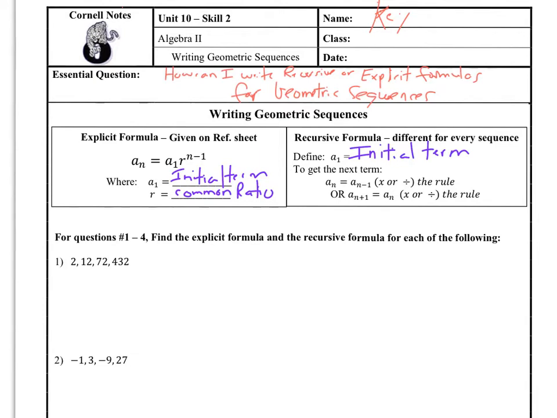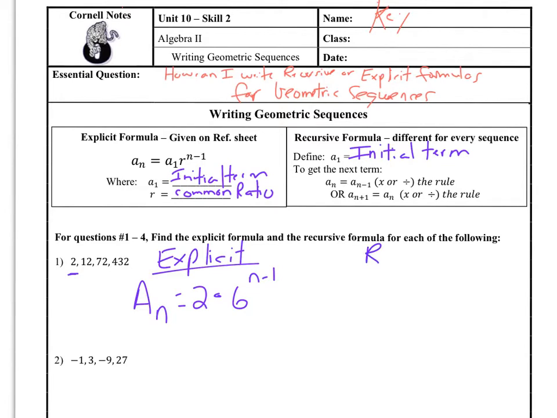So the explicit formula has two parts. We need the initial term, that's 2, times the multiplying number. Well, 2 times 6 is 12, times 6 is 72, times 6 is 432, so I'm guessing it's 6. And we're going to raise that always to the n minus 1. If I want the first term, I plug in 1. If I want the second term, I plug in 2. If I want the third term, I plug in 3. Try it with one number real quick in your head. 1 minus 1 is 0. 6 to the 0 works out to be 1. 2 times 1 gives us 2, the value of the first term. Look at that, we have a winner.